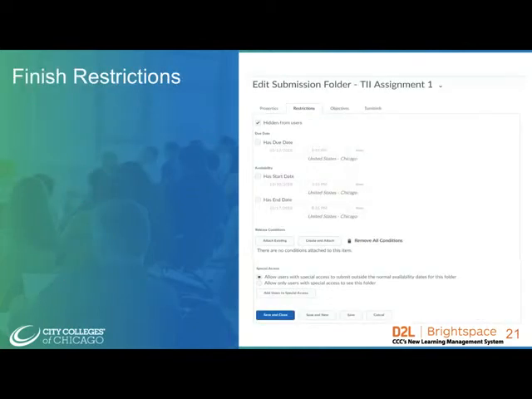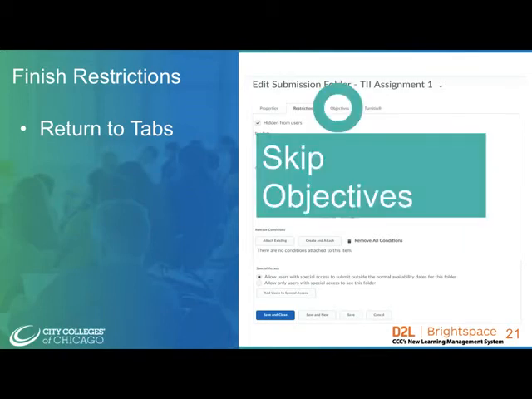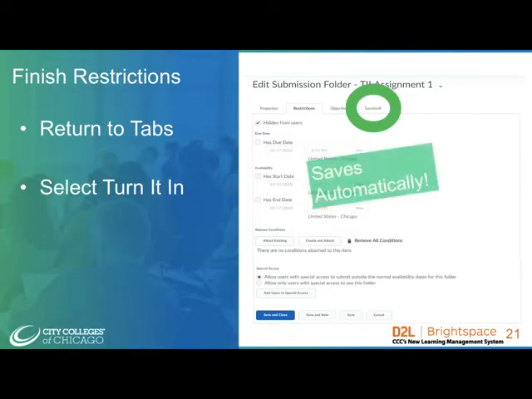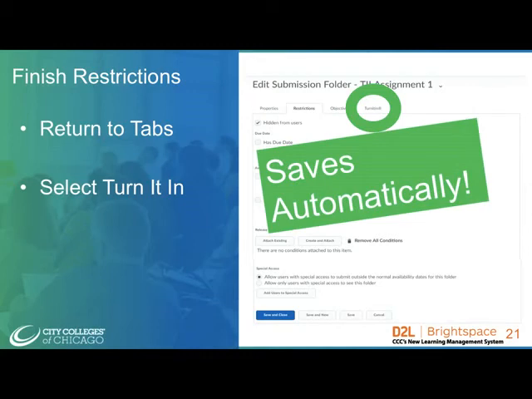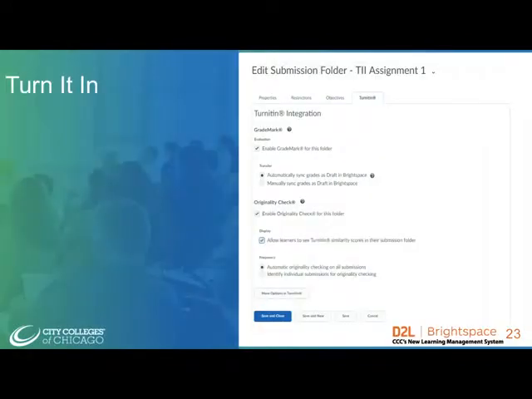Now it's time to finish the Restrictions tab. We return to the tabs at the top of the page. You'll notice that Objectives is the next tab. I'm going to skip the Objectives tab for now and go directly to the TurnItIn tab. When I select the TurnItIn tab directly from Restrictions, Brightspace should save the work that I did in the Restrictions tab automatically. Submission Folder, TurnItIn tab.